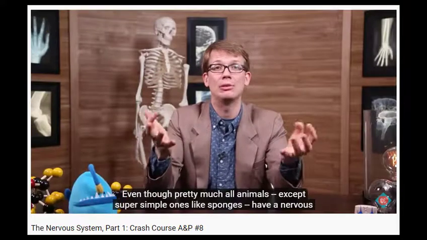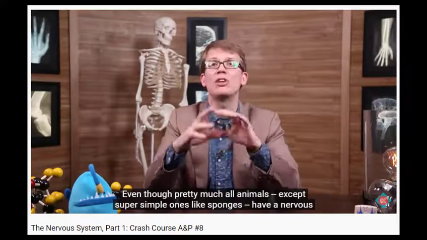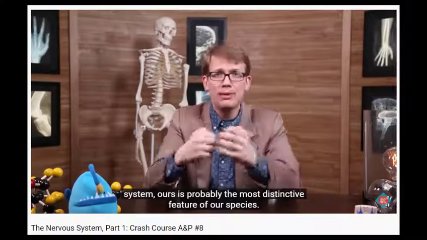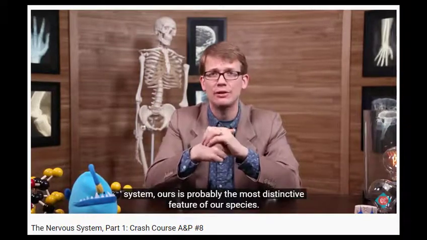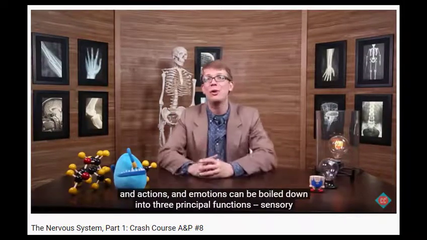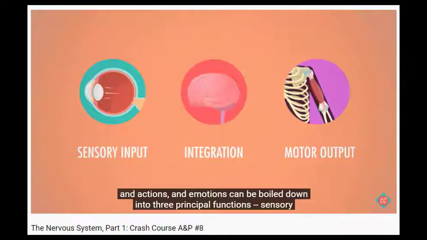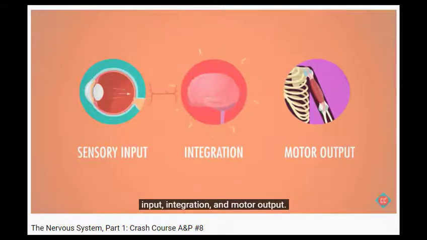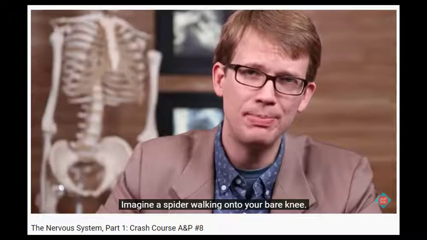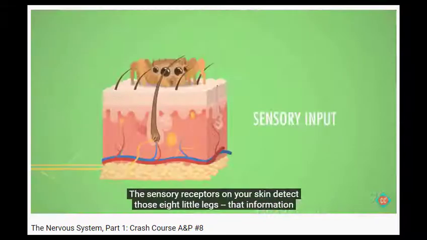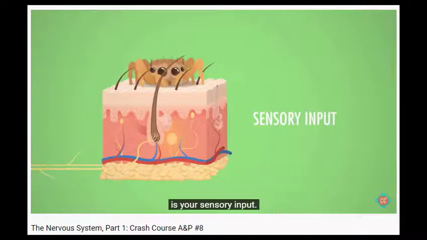Even though pretty much all animals, except super simple ones like sponges, have a nervous system, ours is probably the most distinctive feature of our species. From writing novels to debating time travel to juggling knives, all of your thoughts and actions and emotions can be boiled down into three principal functions: sensory input, integration, and motor output. Imagine a spider walking onto your bare knee. The sensory receptors on your skin detect those eight little legs. That information is your sensory input.